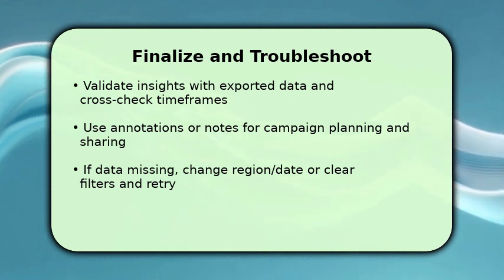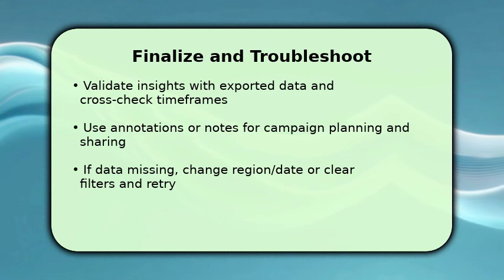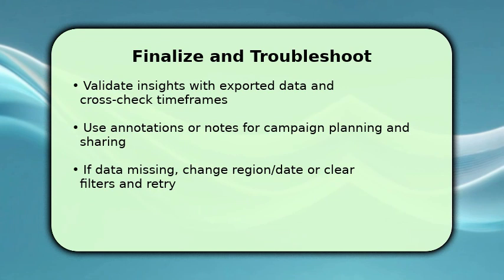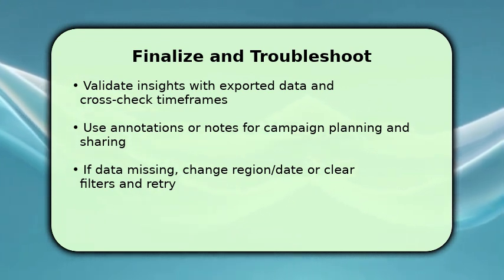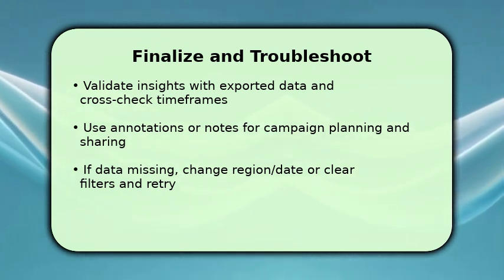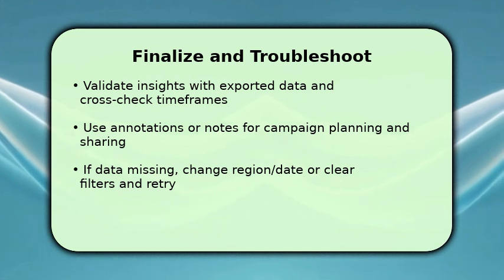If things go wrong, missing data, 0 results, or odd flat lines, first clear filters, expand the date range, and rerun. If still empty, swap to a broader region or related synonym. That fixes low-volume term issues and surfaces usable signals for decisions.